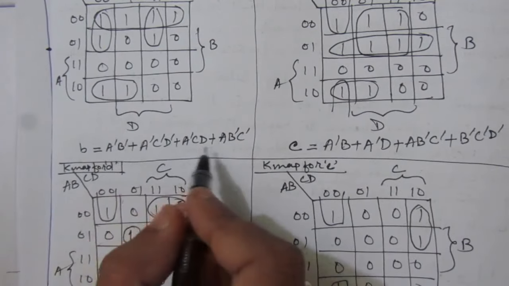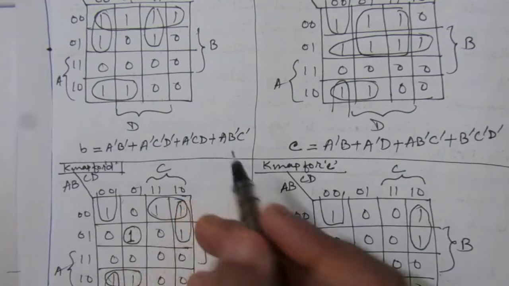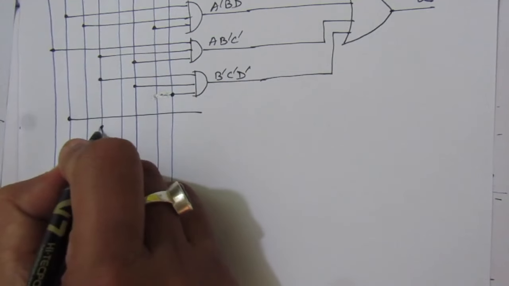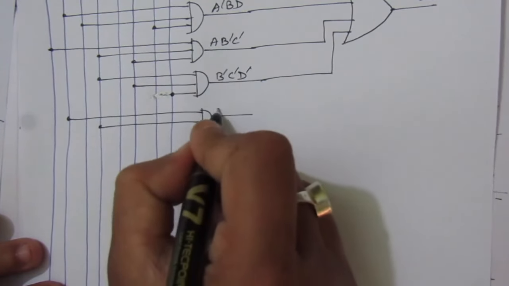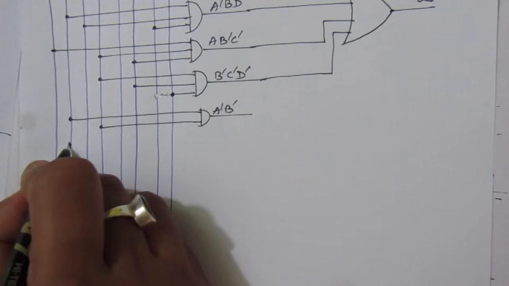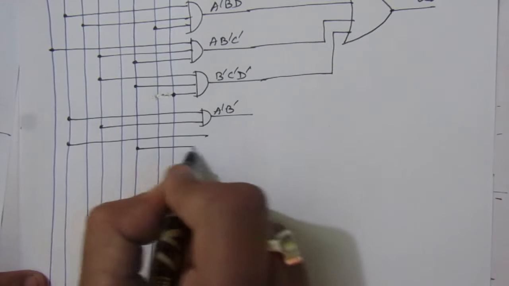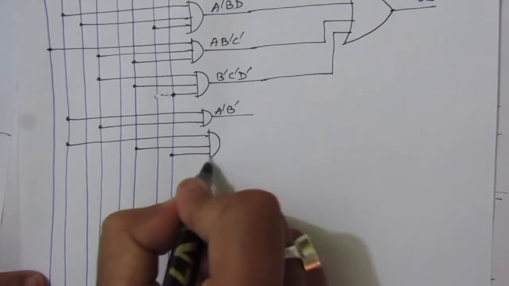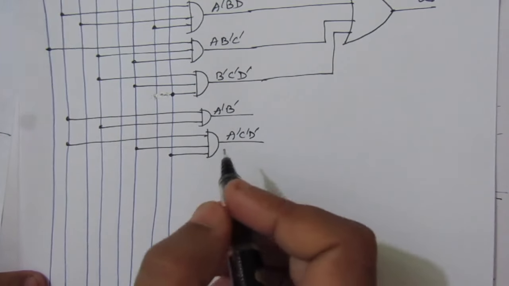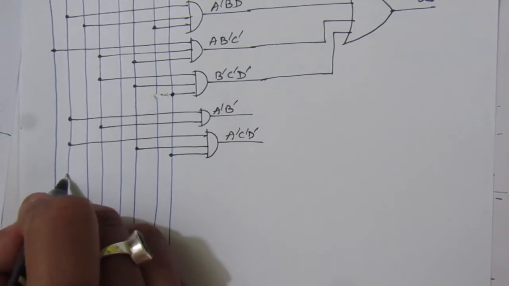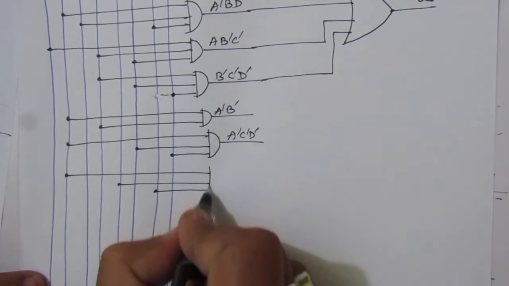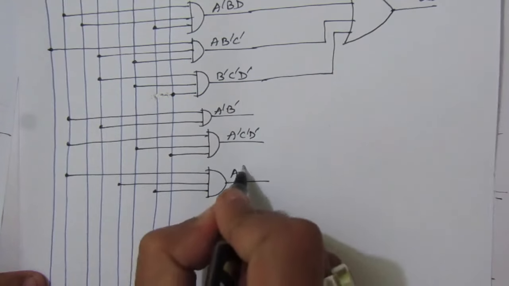Then for small b, we have this expression. Now we have to make the circuit for it. First we have A bar B bar. Then we have A bar C bar D bar: A bar, C bar and D bar. Use an AND gate, so you'll get A bar C bar D bar. Then we have A bar C D, so here we'll get A bar C D.